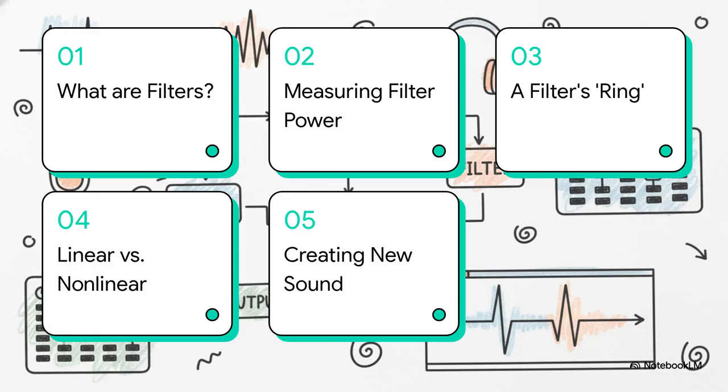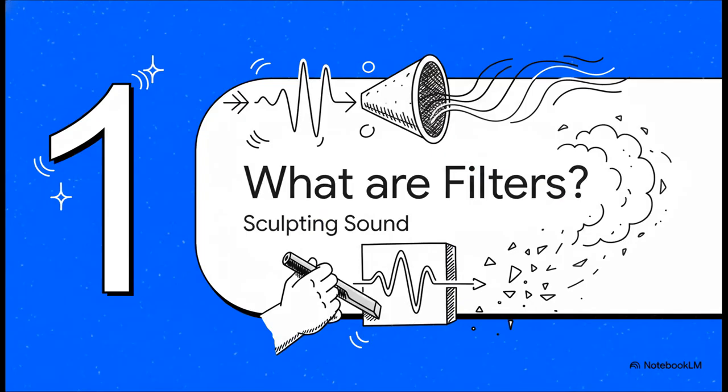All right, so here's our game plan. We're going to open up the sound sculpting toolbox. First, we'll look at the most essential tool of all, the filter. Then we'll figure out how to measure its power. You know, how sharp is our chisel? After that, we'll uncover this kind of weird, lasting echo that a filter can have, its ring. Then we'll get into the rules of the road, linear versus nonlinear systems. And finally, we'll see what happens when we throw those rules out the window to create totally new sounds through something called distortion.